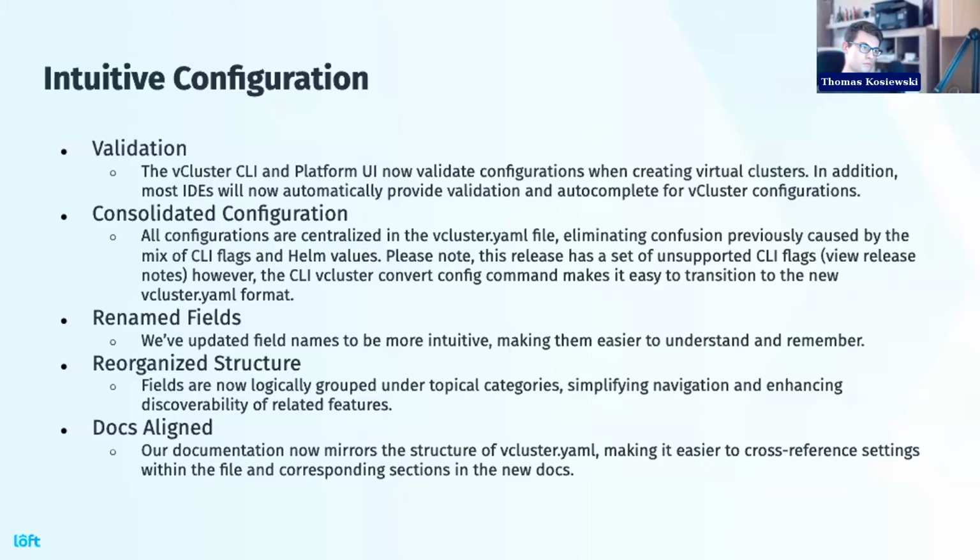Consolidated configuration. So all configurations are centralized in the vCluster YAML. This is the new one. Eliminating confusion previously caused by the mix of CLI flags and Helm values. So I guess there's still some unsupported flags. So if you don't have to update yet, but you just want to try it out, maybe try it out somewhere. But if you're using production stuff, maybe wait till it's out of beta, obviously. And then all the other stuff should be supported, and just watch for releases. But if you want to try it out and try all the new stuff, obviously give it a try.